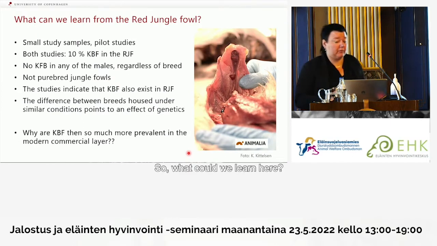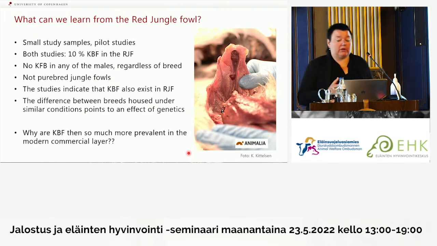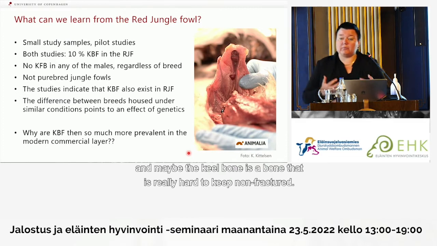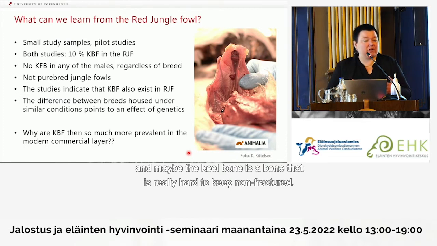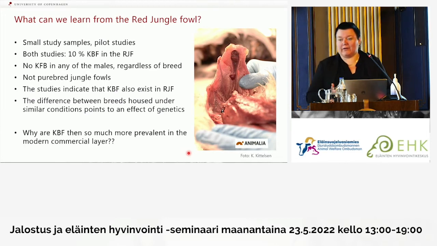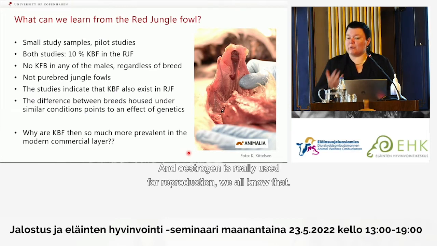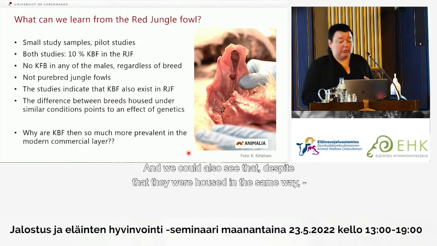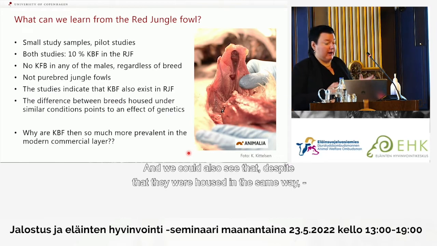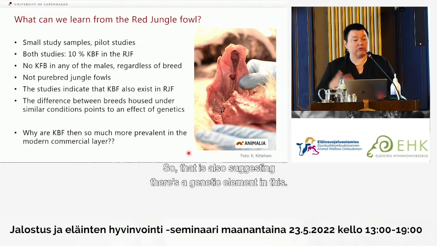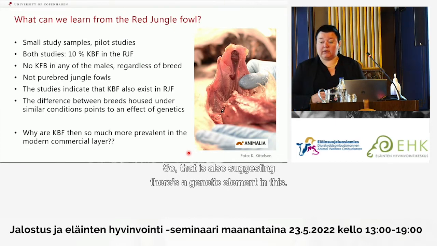So what could we learn? Even though there were small studies, we could see that there is some kind of occurrence, and maybe the keel bone is a bone that is really hard to keep non-fractured if you are a female and use estrogen, and estrogen is really used for reproduction. We all know that. And we could also see that despite that they were housed in the same way, there were differences between the breeds. So that is also suggesting there's a genetic element in this.